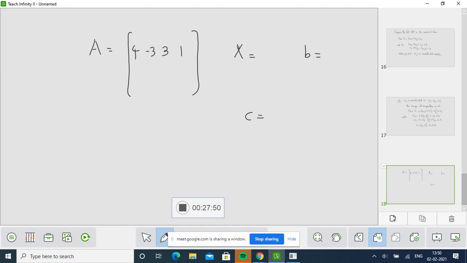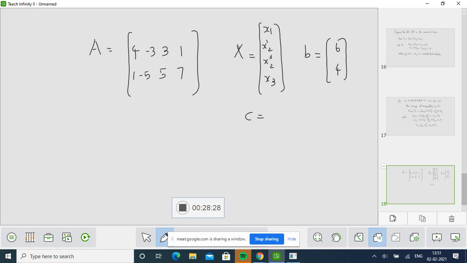Then what is the second row? Minus 1, then I have minus 5, then I have 5, then what else I have here? 7 plus 7. Now I have to write my vector x. What is my vector x now? x1, I have x2 prime, then I have x2 double prime, then I am having x3. Now what is my b? My b is only 6 and 4.